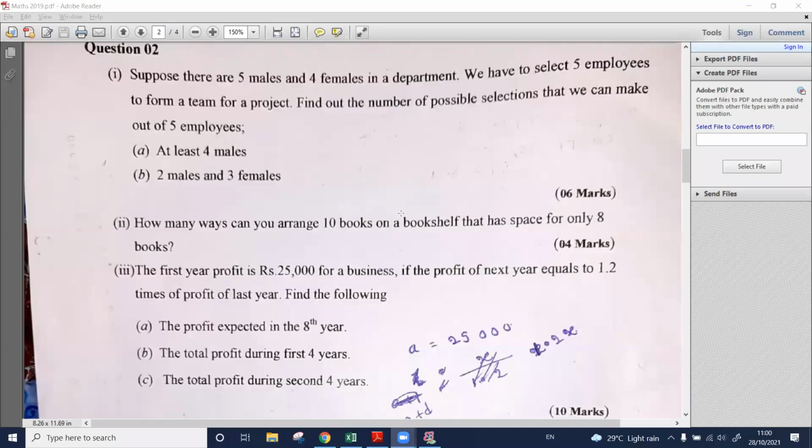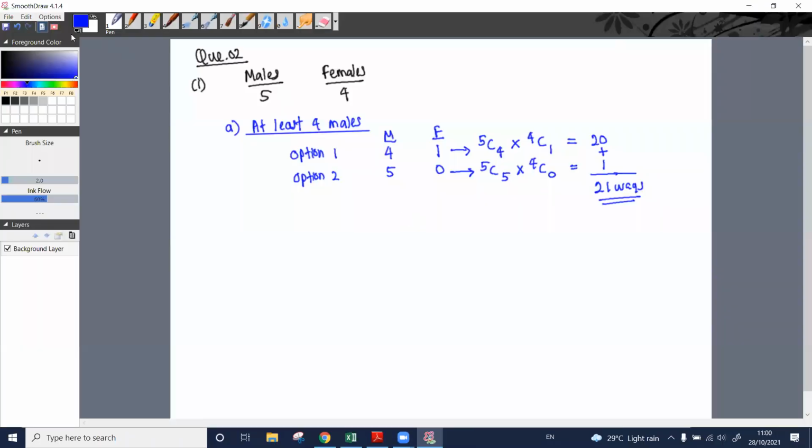Right. For part A, 3 marks. If you got the final answer as 21, then you can give 3 marks, otherwise 0.